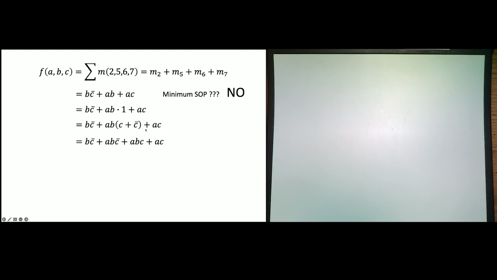Okay, how many literals now? 10. Clearly not going the right direction. We were down to 6 before. Okay, however, now what I can do is I can factor out a BC bar out of the first two and an AC out of the last two. Basically, this is absorption, and I'm down to 4 literals.